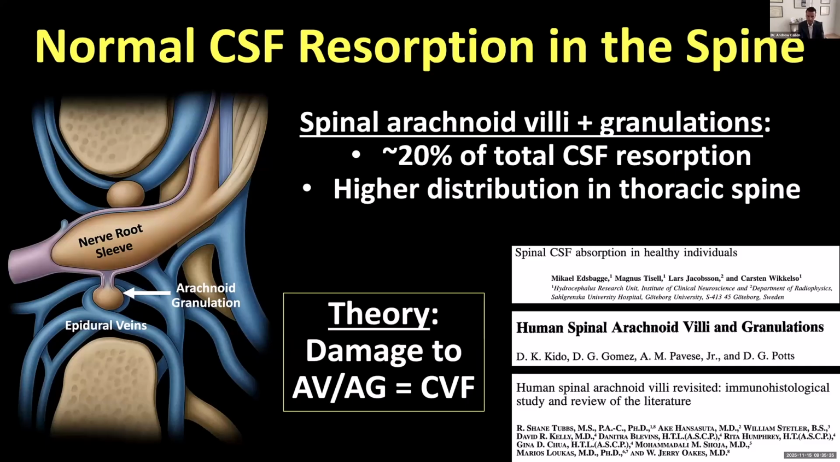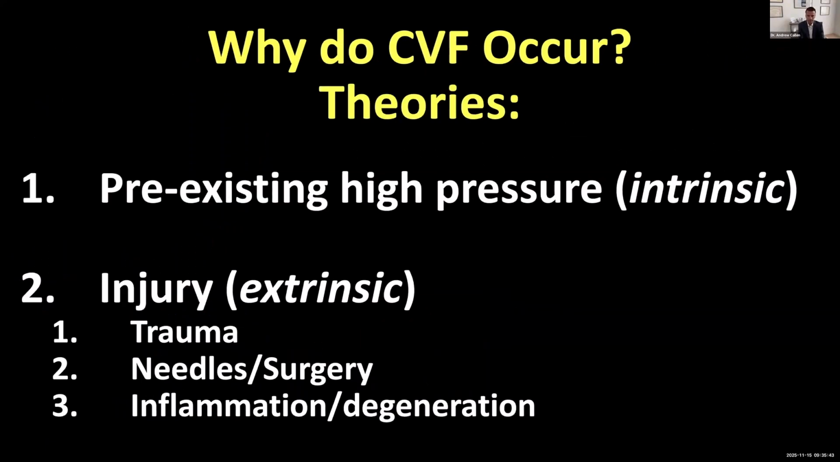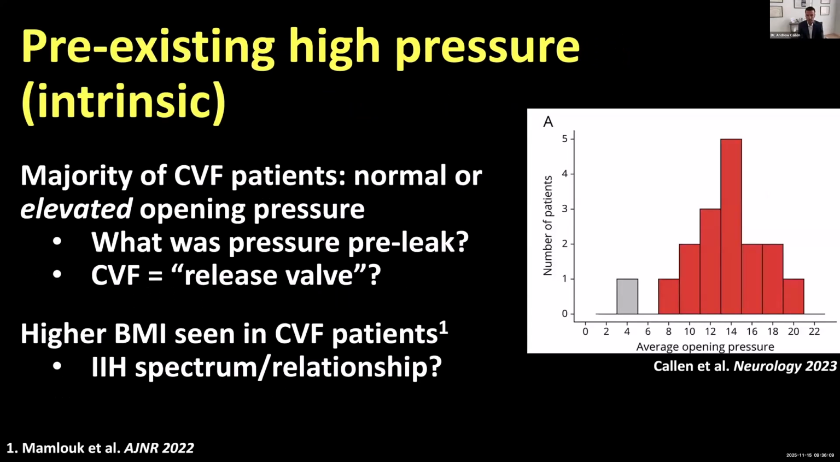And so this kind of makes sense, right? We have this normal process that has gone awry, and there's been some damage there. But then why does that damage occur? I think there are two general categories for this. One is intrinsic factors, and one of the prevailing theories in regards to intrinsic factors is a pre-existing high pressure phenomenon. And then there are extrinsic factors: trauma, or needles or surgery, perhaps, or inflammation or even degeneration in the spine. And we'll get at all of those now.